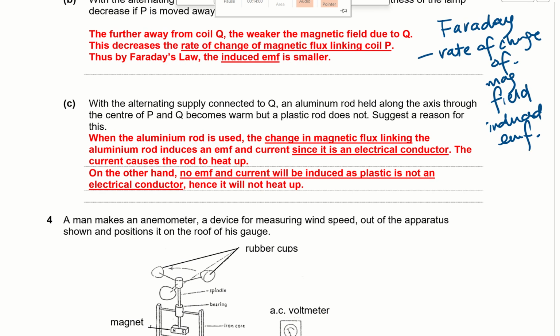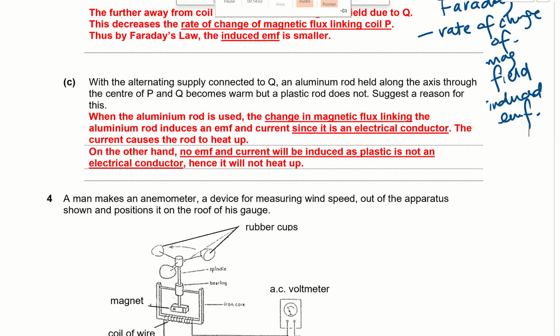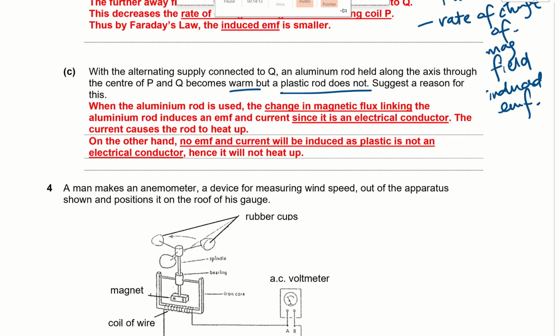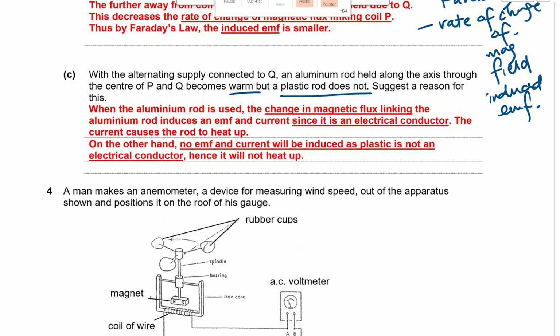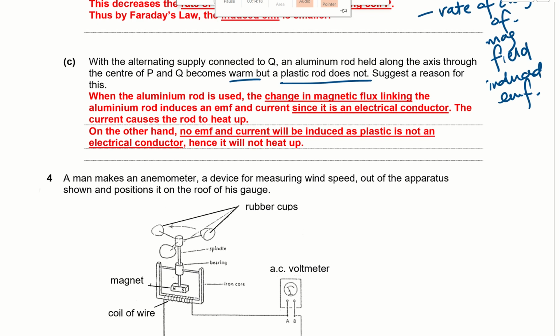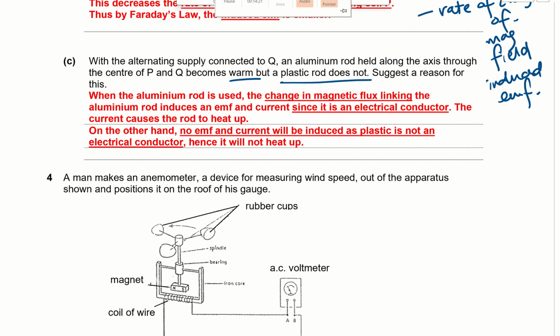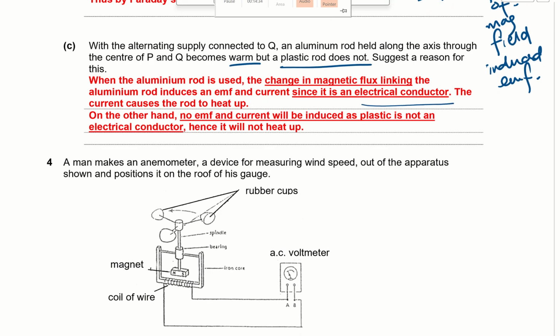Then part C, with the alternating supply connected to Q, an aluminum rod held along the axis through the center of P and Q becomes warm, but a plastic rod does not. Suggest a reason for this. Aluminum is a conductor, but plastic is not. So when the aluminum rod is used, the change in magnetic flux linking the aluminum rod induces an EMF and current, since it's an electrical conductor. So it causes the rod to heat up. But on the other hand, plastic is not an electrical conductor.